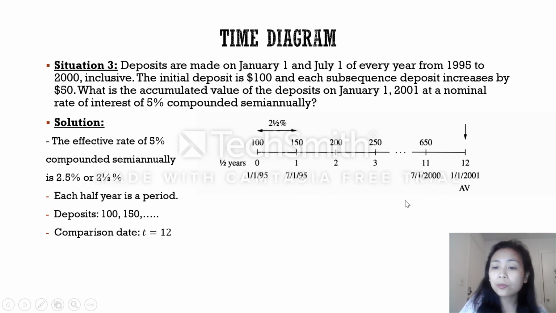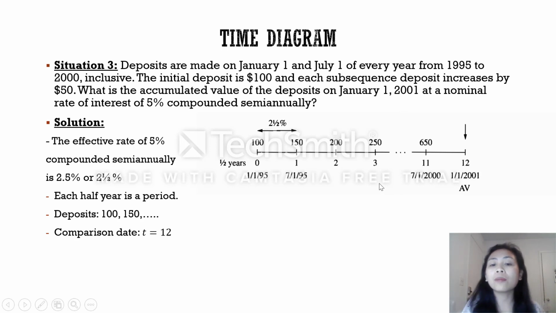Since the question asks for accumulated value, everything we need to bring to time 12. So let's look at the first deposit, 100. 100 from time 0 to time 12. That means we have to move up 12 periods, 12 steps. So we are going to multiply with 1.025 to the power 12. And similarly, from 150 at time 1 to time 12, we move up 11 steps. From time 2, deposit 200, move up 10 steps to time 12.